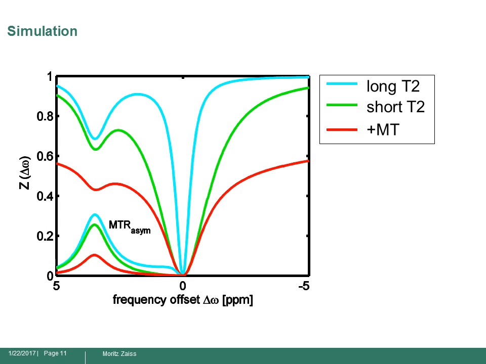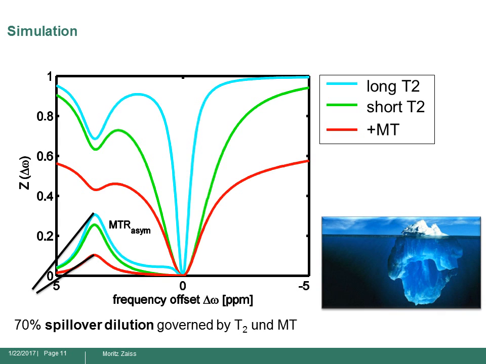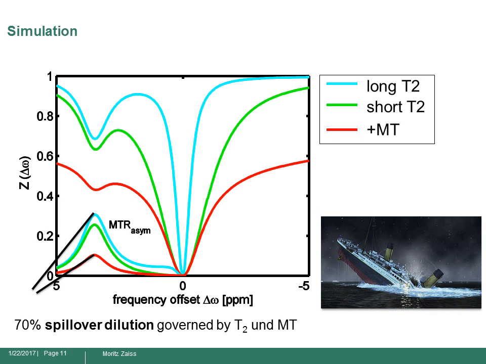We just see this here in vivo, which is just the tip of the iceberg. And actually the CEST effect would be much bigger. So we have to keep in mind that this CEST effect is affected. And this is a so-called spillover dilution, and here it's like 70% of the effect is actually spillover dilution, which is governed by T2 and MT. And so we're really underestimating this iceberg, and this we know from history can have catastrophic consequences.